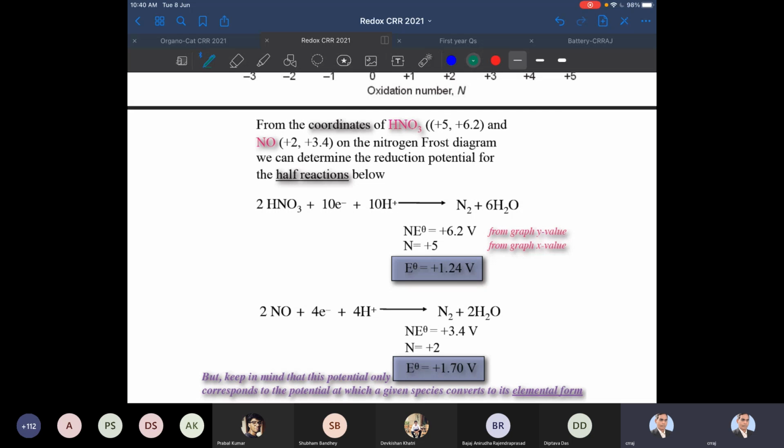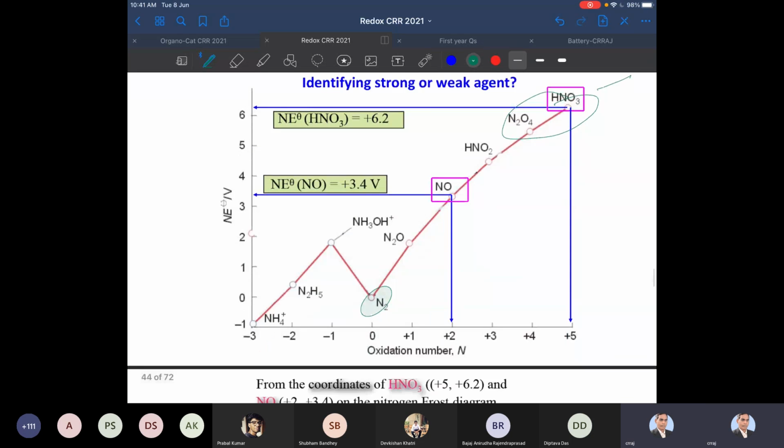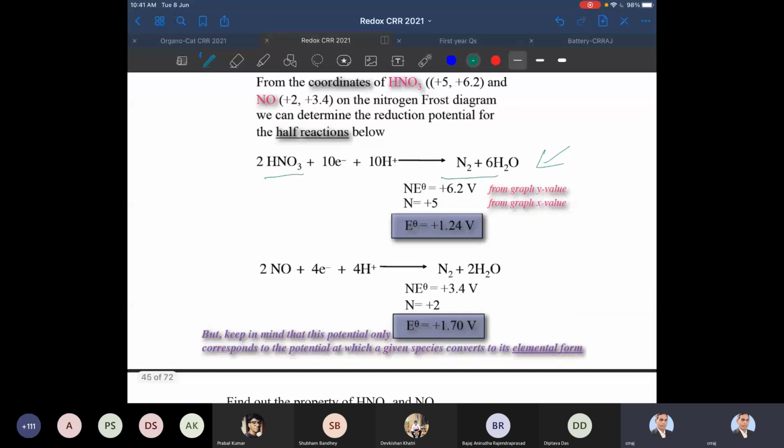Now, if you write the half reaction, HNO3 goes to N2. Don't make a mistake here. Every semester I face this problem. I am talking about the reduction potential with respect to the elemental state, not to the adjacent species. I am not talking about these two couples. I am talking about HNO3 and nitrogen. There should not be any confusion here. Now we have HNO3, 10 electrons go here, and my E0 is 1.24 volts.